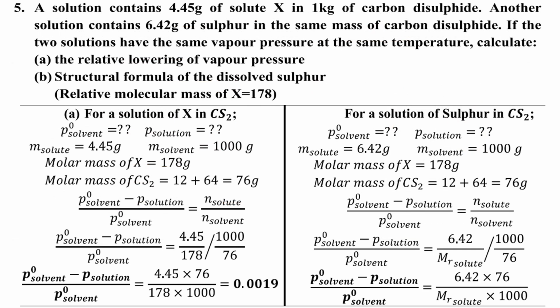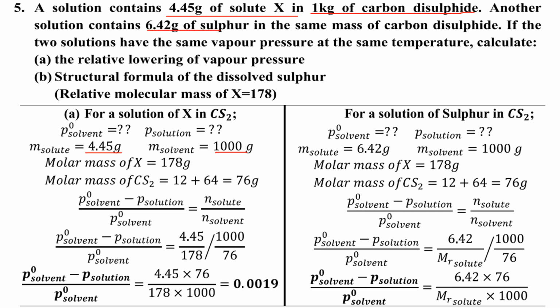So if you look at number 5, you are being given that the solution contains 4.45 grams of a solid X and it has been dissolved in 1 kilogram of carbon disulfide. That means the given mass of the solid is 4.45 grams and the mass of the solvent is equal to 1 kilogram, which is the same as 1000 grams, because when you're calculating, everything must be in terms of grams.